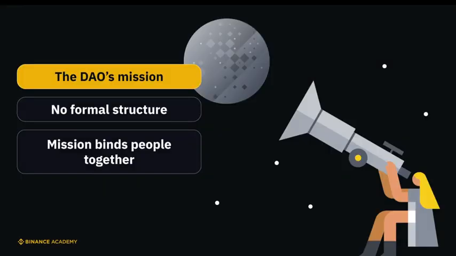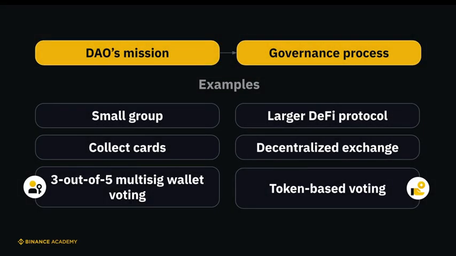Once you have a solid community, it's crucial to define your DAO's mission. DAOs lack formal organizational structures or leaders. The mission is what binds people together. Moreover, your DAO's mission also shapes its governance process. For instance, a small group of friends looking to collect art might opt for 3 out of 5 multi-sig wallet-based voting, while a larger DeFi protocol aiming to bring decentralized crypto exchange services to the masses might choose token-based voting.